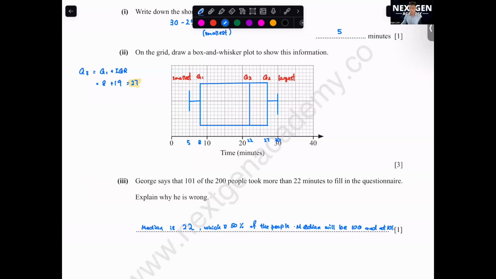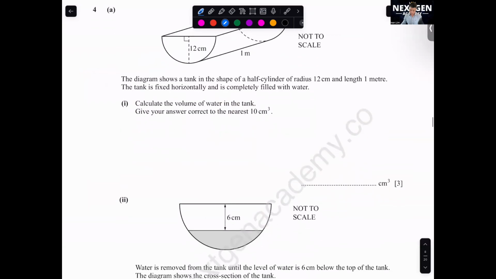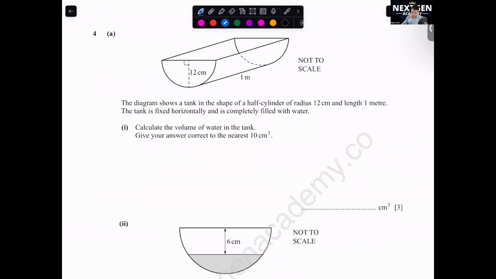Okay, next one, question 4. The diagram shows a tank in the shape of a half cylinder of radius 12 cm and length 1 meter. The tank is fixed horizontally and is completely filled with water. Calculate the volume of water in the tank. Give your answer to the nearest 10 cm cube. How do we find the volume of this shape? This is called like a prism, where we take the cross-sectional area, multiply by this.